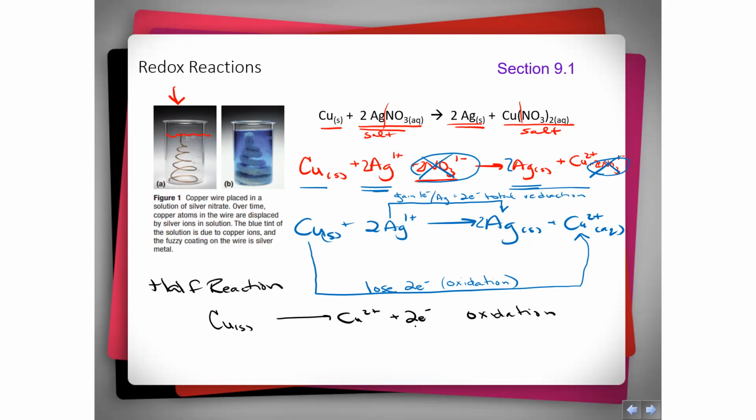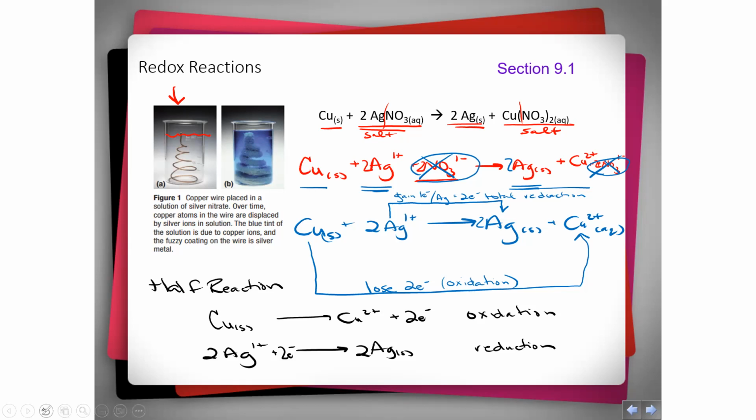That's the oxidation half reaction. Now the silver half reaction is like this. Silver 1 plus to solid silver, and we had 2 of them. In this case, we needed to gain 2 electrons. So those gained electrons go on the reactant side because we gained those 2 electrons, and that's the reduction.